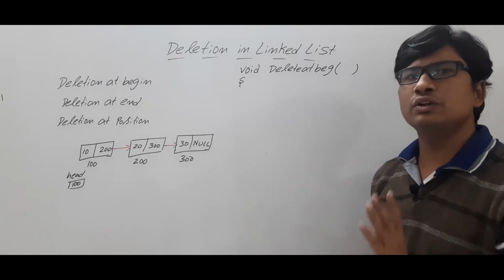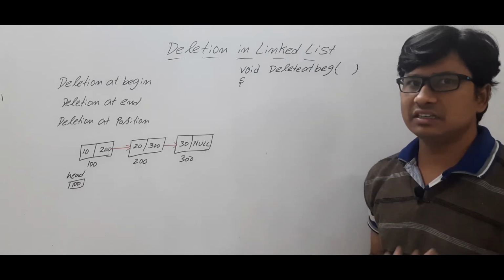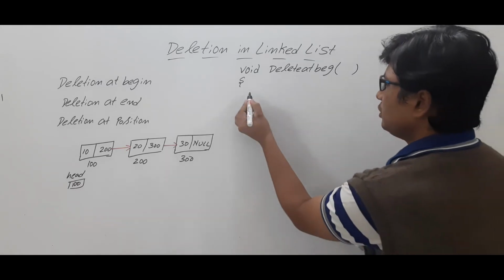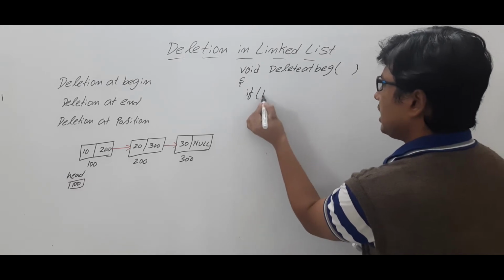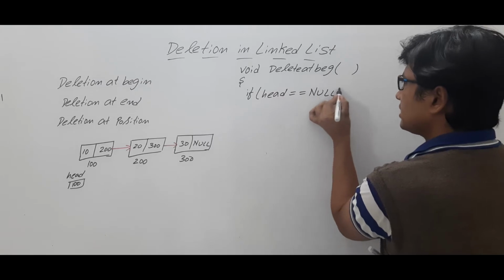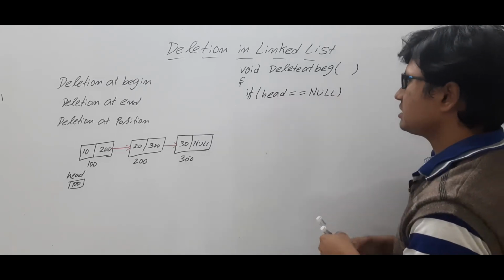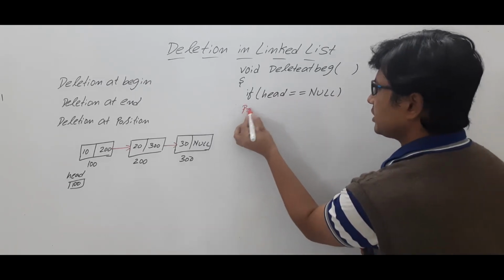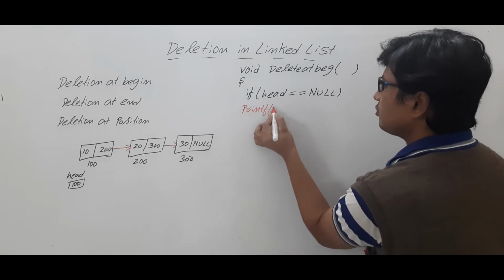So what is the condition to check that the linked list is empty? If head is equal to null, then we can say that the linked list is empty. So I will write if head is equal to null, then the linked list is empty. If the linked list is empty, how can I delete a node from it?